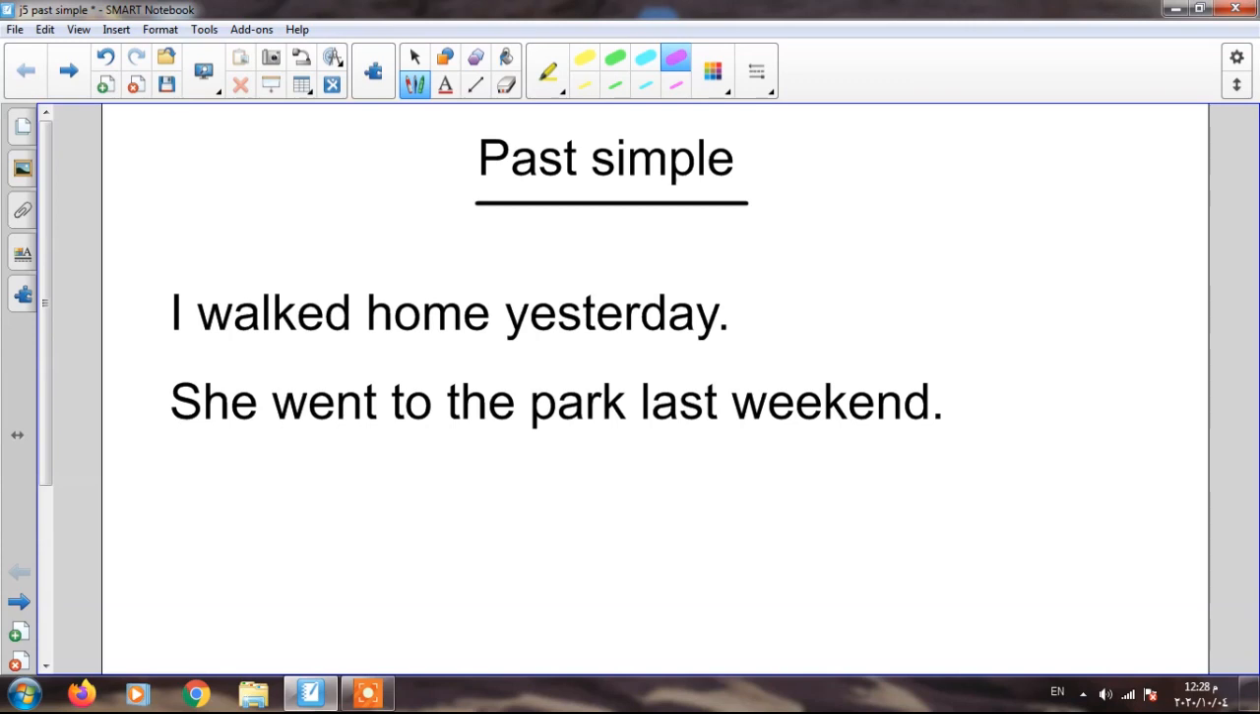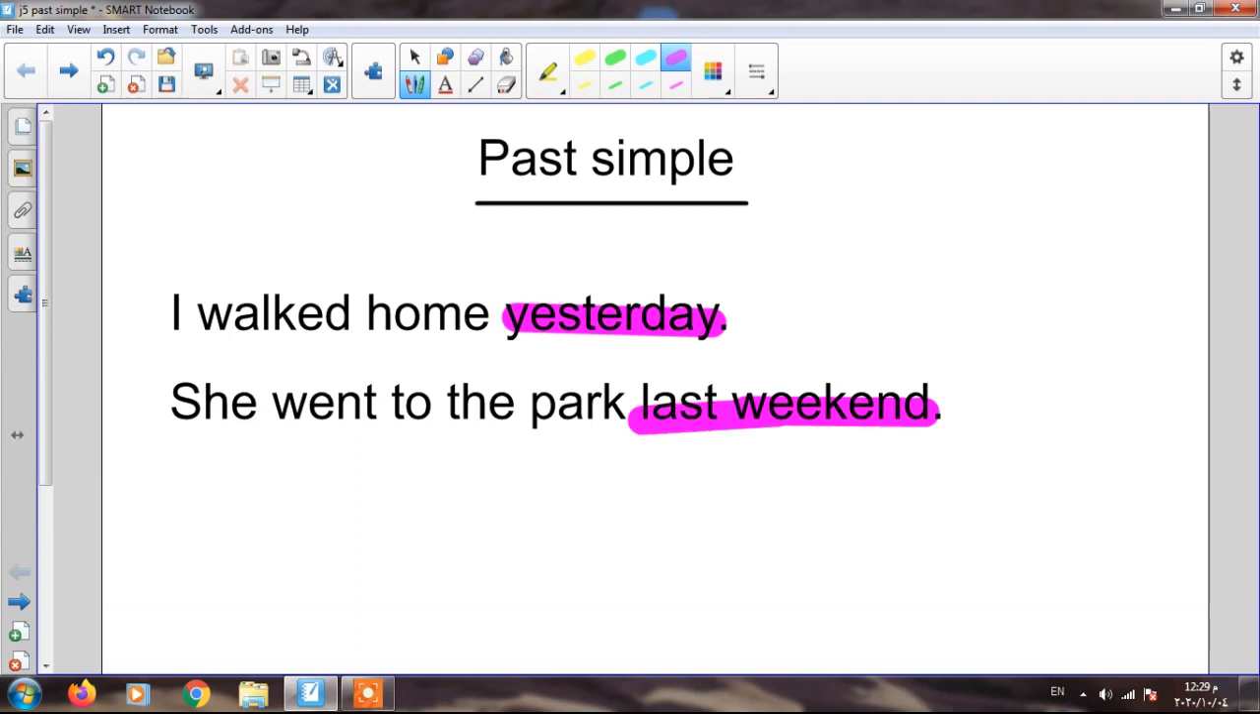I walked home yesterday. She went to the park last weekend. So if you looked here, I have the word yesterday, which is the key word for the past. And here we have weekend. Weekend means last weekend. Last weekend means that's finished, the last weekend.